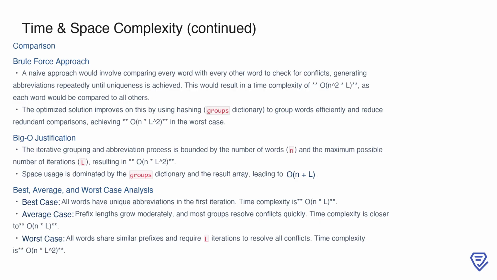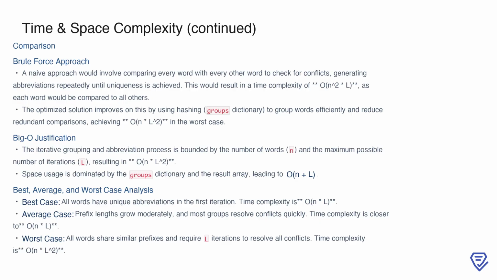The space complexity, dominated by the group's dictionary and the result array, remains O(n + L). When analyzing the best, average, and worst cases, we find that in the best case, all words already have unique abbreviations, resulting in O(n * L).